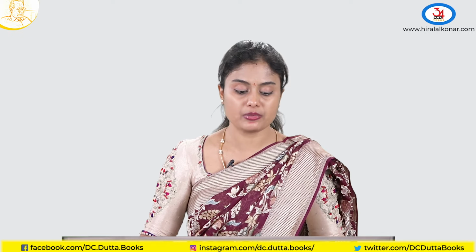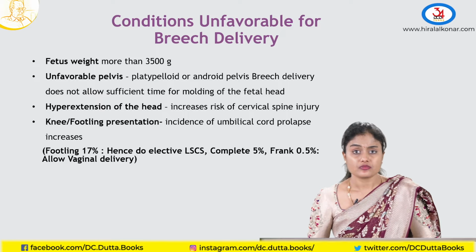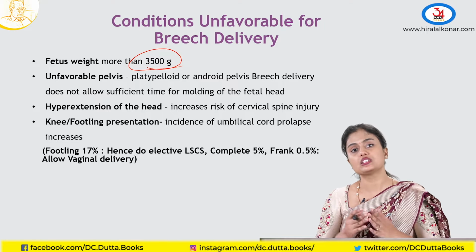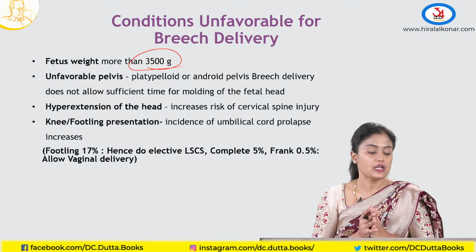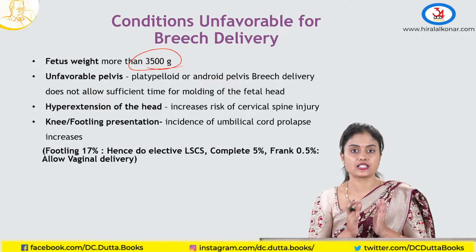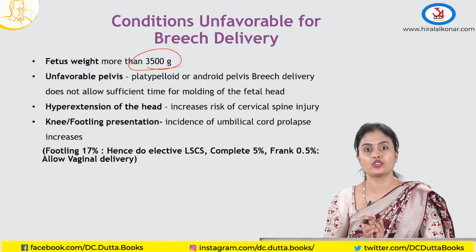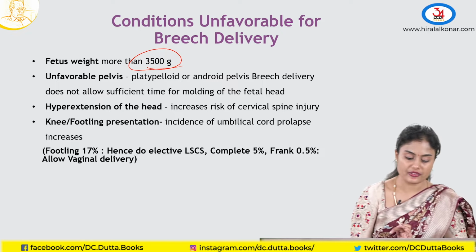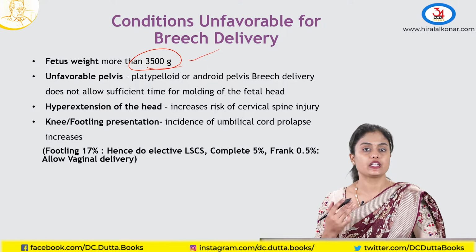Conditions unfavorable for breech delivery, where you should not try for breech delivery. When the baby weight is more than 3,500 grams, if a baby is more than 3.5 kgs, the head is definitely bigger and it will get stuck, because the breech can undergo compaction or it can be compressed, and the breech can come out even before the full dilatation of the cervix, but the head cannot do that. So the head will get stuck and it is very difficult to deliver later. So if the baby is more than 3.5 kg, you can take for an elective cesarean only.